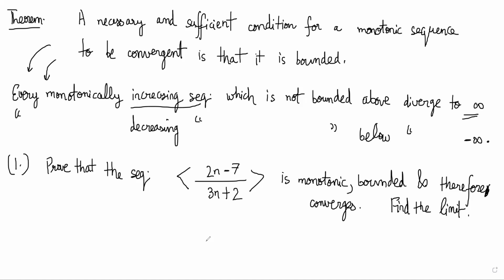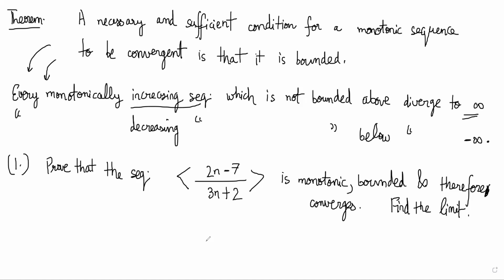Sir, its least upper bound will be 2 by 3. First, you have to prove that it is monotonic and bounded. How do you prove monotonic? Sir, we will prove that it is convergent. How will you prove that it is convergent?